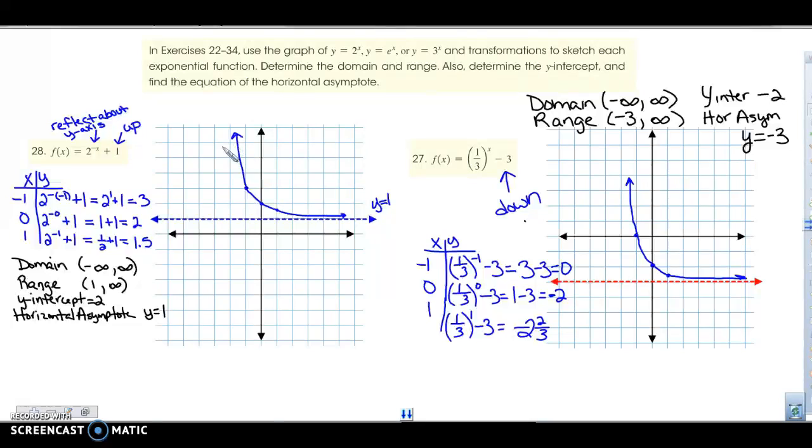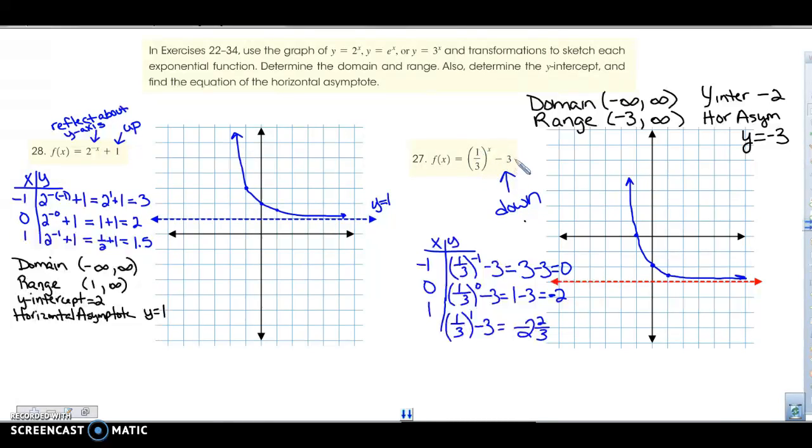So identifying the domain, left to right, we have from -infinity to positive infinity. The range, the bottom of this graph, will start at 1, but not include it, and go to positive infinity. The y-intercept, the place it crosses the y-axis, is right here at the value of 2. And the horizontal asymptote is the horizontal line y equals 1.